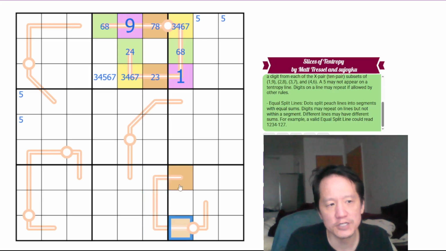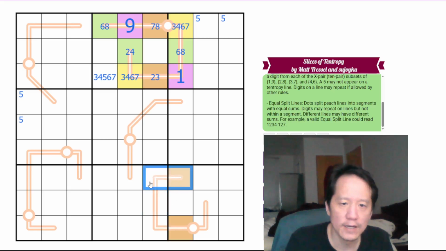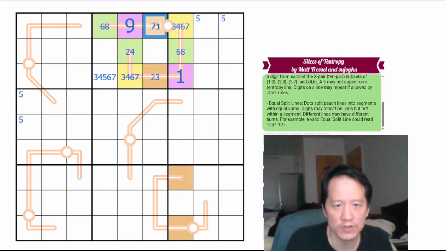The only combination actually that can work here is 3 and 7. 2 and 8 doesn't work either, because again, this matches up to at most 17. And then 3 and 7 with 1, 2, and 4 here adds up to 17, which is the maximum this could add up to. But it's required because these two add up to 10. Right? So 10, and it cannot be 4 and 6. We know that specifically because of how we derived this equal split line.